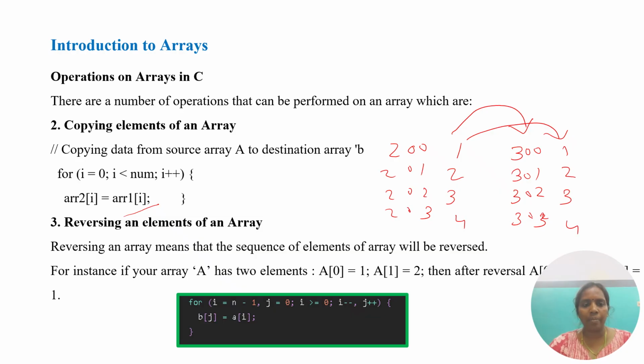Reversing the elements of an array is, for example, if your input is 1, 2, 3, 4, we can reverse the elements as 4, 3, 2, 1.